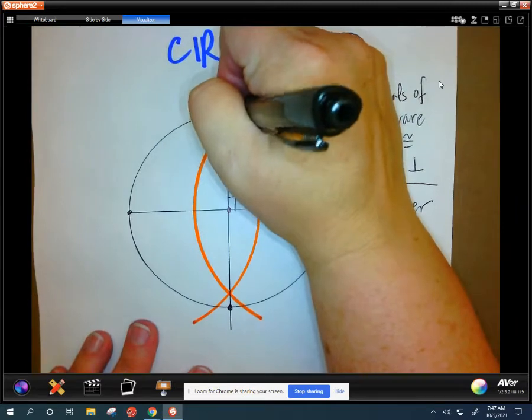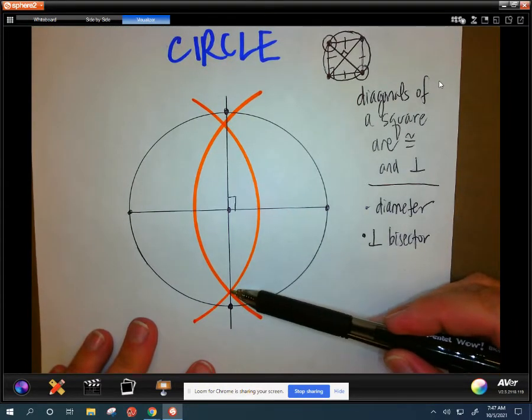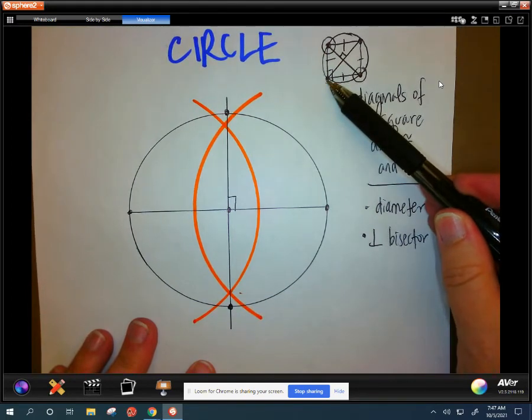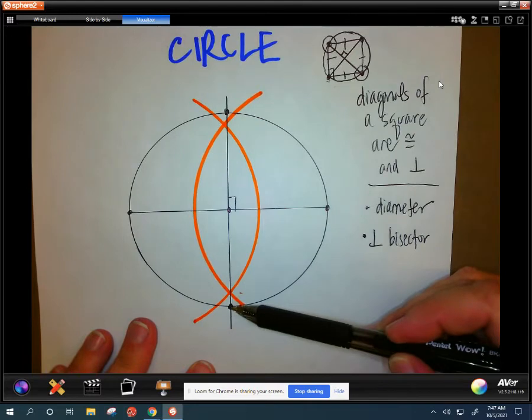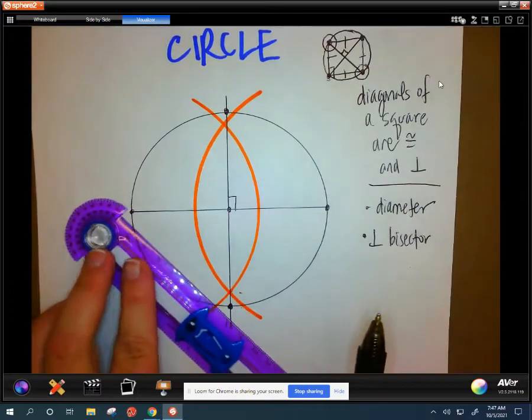So the part where kids make mistakes on this construction is they use this point, which is not intersecting the arc of the circle, rather than where the perpendicular bisector intersects the circle. So you've got to be on the circle. And now you're just going to connect your four sides.